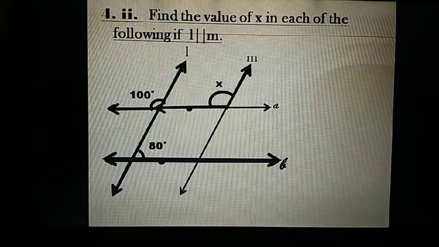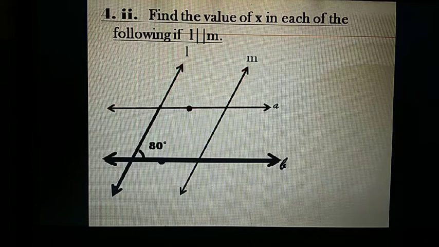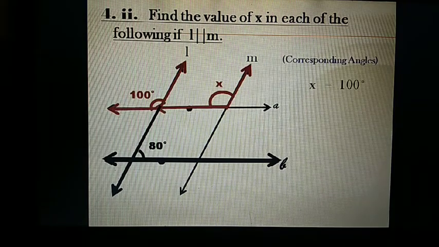Now as you can see, 100 degree is to the left of L and about transversal A. Similarly, X is to the left of M about transversal A. Both are at the same position relative to the lines, so we can say that they are corresponding angles. They are making a shape F. So yes, by the corresponding angle property, we can say that X is equal to 100 degree.